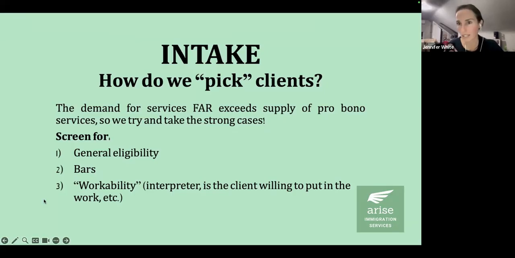So that's what workability is. We're screening for, can we make these arguments? Will the client interview well to satisfy the criteria for asylum when they're there and under incredible stress with the asylum officer?